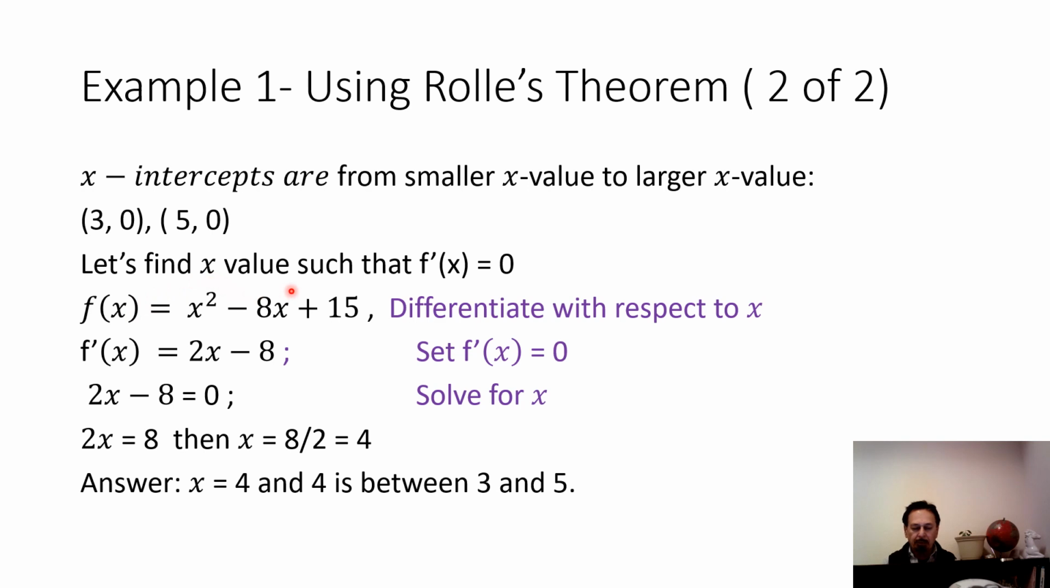Now we find the x value such that the first derivative is 0. We start with f of x equals x squared minus 8x plus 15. Now differentiate with respect to x. The f of x becomes f prime of x, x squared becomes 2x, 8x becomes 8, and 15 becomes 0. Now set the first derivative to 0, which means we set 2x minus 8 equals 0. Now solve this for x. Move the minus 8 to the right, you have 2x equals 8, then divide by 2 and we get x equals 8 over 2, which is 4. Now you can see that 4 is between 3 and 5.